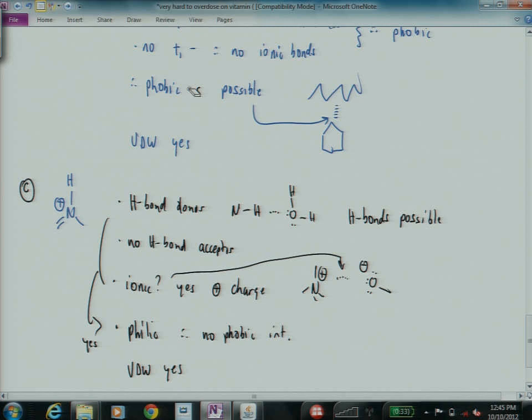Other questions? Why does ionic make it philic? Because charged things can interact with water as well as hydrogen bond things. So charges and hydrogen bonds, so things water likes.